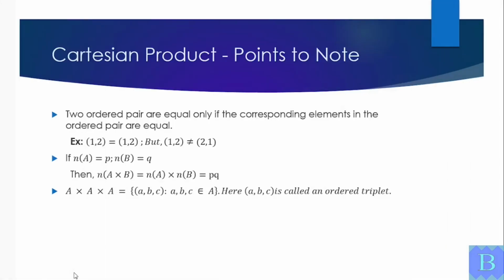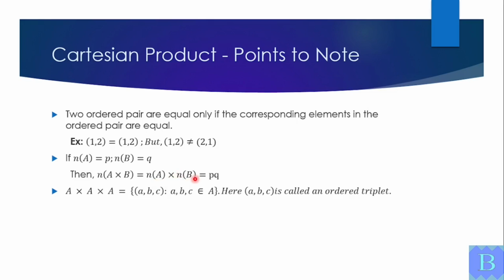Points to note on Cartesian product. Two ordered pairs are equal only if their corresponding elements are equal. So, (1, 2) is equal to (1, 2), but (1, 2) is not equal to (2, 1). If the number of elements in set A is p, and in set B is q, then the number of elements in A cross B is p into q.